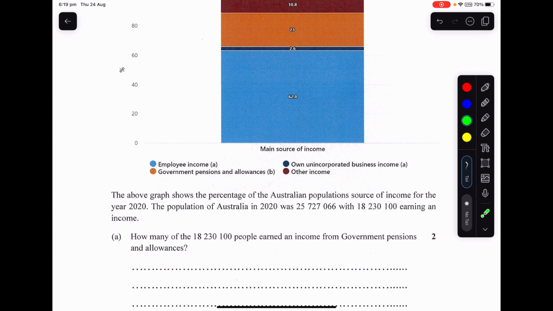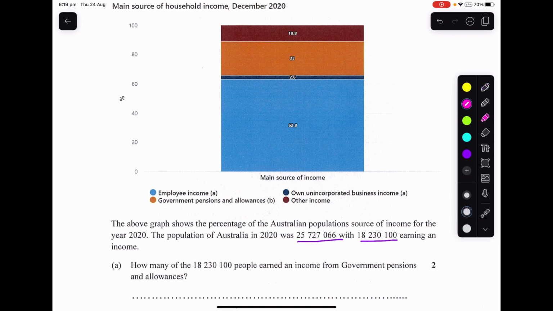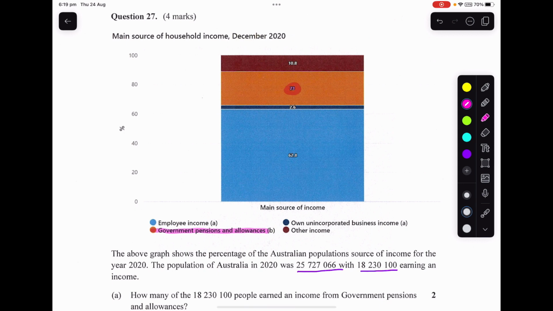The above graph shows the percentage of the Australian population source of income for the year 2020. The population of Australia in 2020 was 25,727,066, with 18,231,231 earning an income. How many of the 18,230,100 people earned an income from government pensions and allowances? So let's have a look. Government pensions and allowances is the orangey one. And you can see up here on the graph, it's this section here, and it tells us 23.